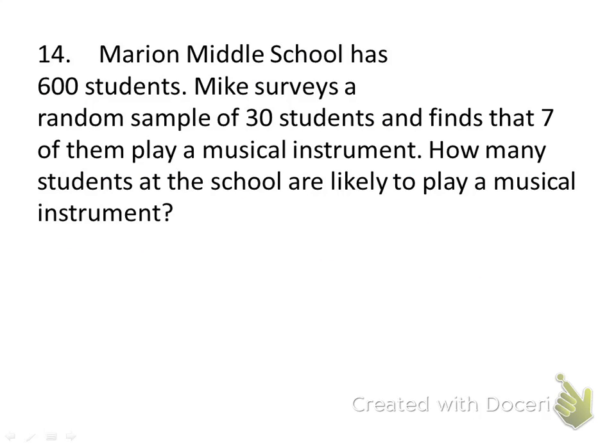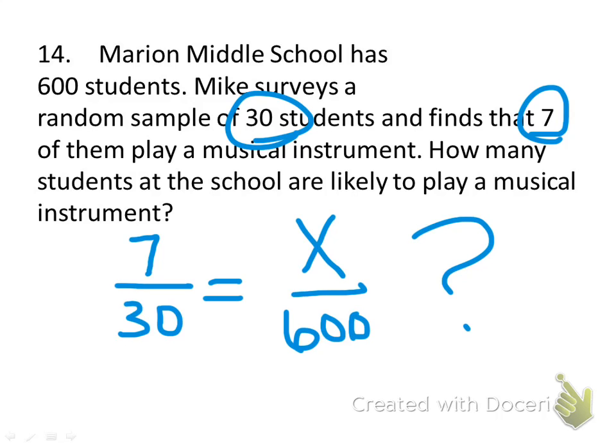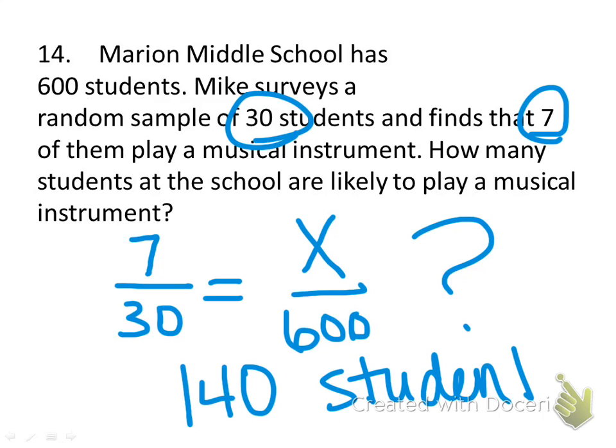Well, this is a proportion problem like we did in chapter 4. So if we have 7 out of 30 students say that they play a musical instrument, then how many of that would be out of 600? I'd like you to cross multiply and find your answer. And the correct answer was 140 students.